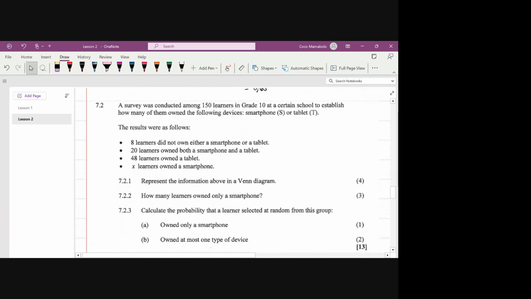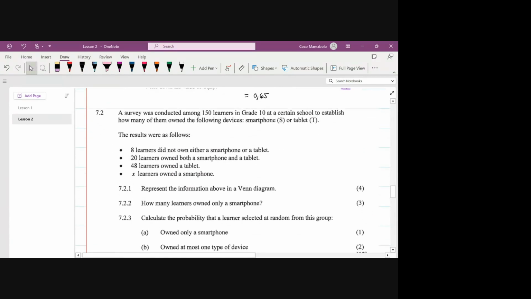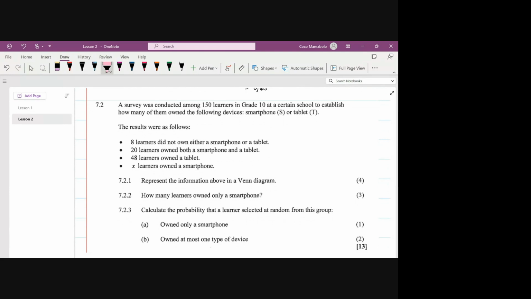Here's the questions. I want us to focus on 7.2.1 first. All right, let's read the information. It says here, a survey was conducted amongst 150 students, 150 learners in grade 10 at a certain school to establish how many of them owned the following devices, a smartphone or a tablet. It says here, X learners did not own either a smartphone or a tablet. 20 learners owned both a smartphone and a tablet.